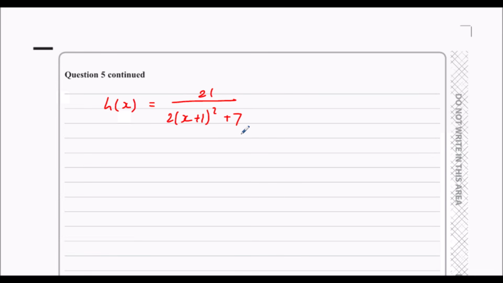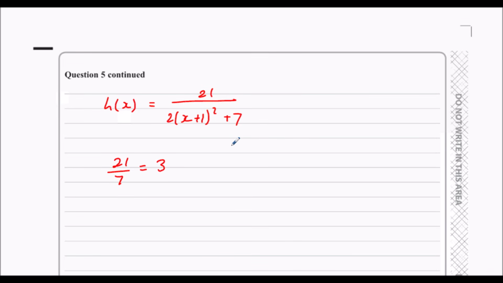And we want to know the range. So what can the outputs be of this? If we use the smallest thing the denominator can be, that was the minimum point. So that was when x was -1. If x is -1, we're left with 7 on the bottom, and 21 over 7 is 3. So it can equal 3, and that's if the denominator's at its smallest point, it will be 3.